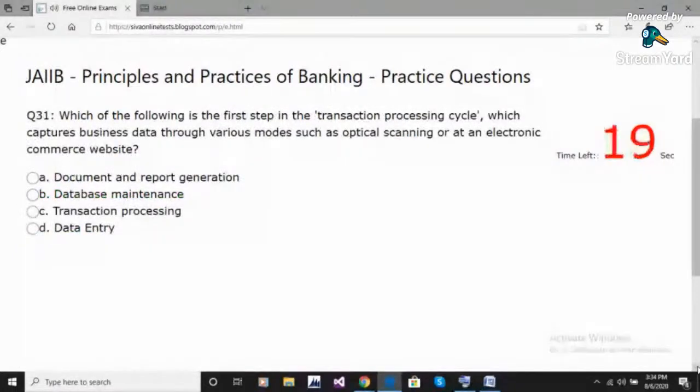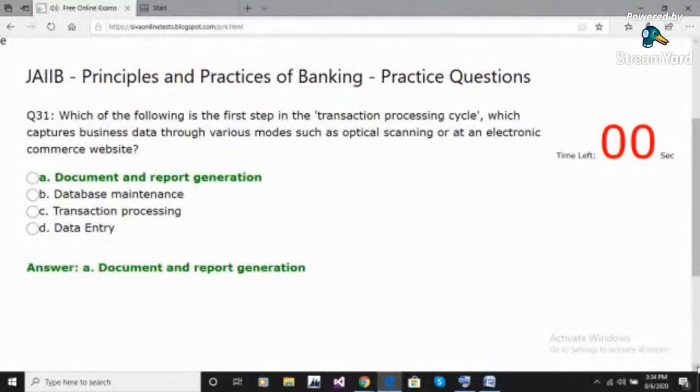Question 31. Which of the following is the first step in the transaction processing cycle, which captures business data through various modes such as optical scanning or at an electronic commerce website? Option A. Document and report generation. Option B. Database maintenance. Option C. Transaction processing. Option D. Data entry. Answer A. Document and report generation.